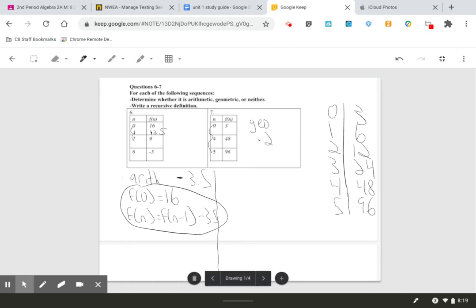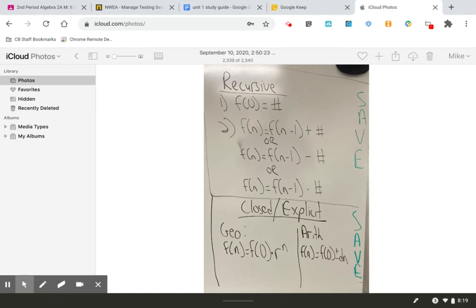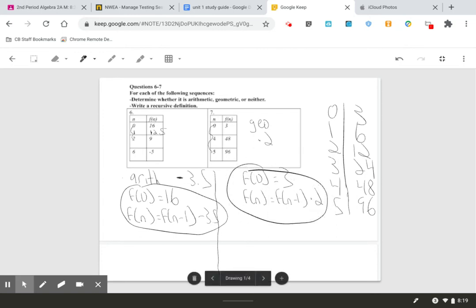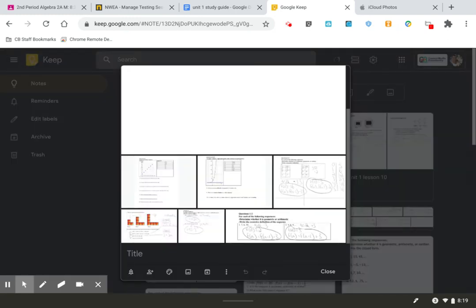So let's write our recursive. My f of 0 is going to be 3. That's my starting term. And then we're going to use this one right here. So f of n is going to equal f of n minus 1 times 2. All right, and that is our recursive. So there will be a question like this on the test where there are skipped terms. So make sure you are paying attention to that.